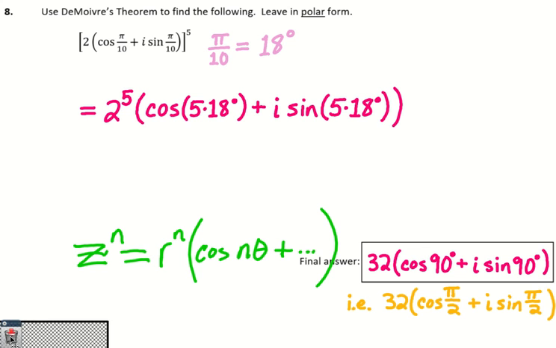But you could have kept it in radians. You didn't have to turn pi over 10 into 18 degrees. You could have kept it in radians, and pi over 2 would have been your final theta in your answer. But chances are you're probably going to go with that. Okay? So that's how simple number 8 is.